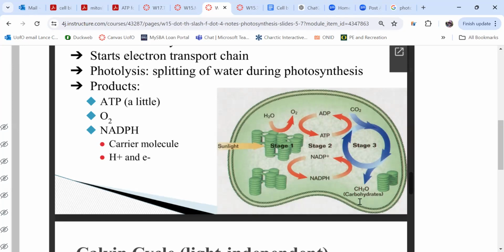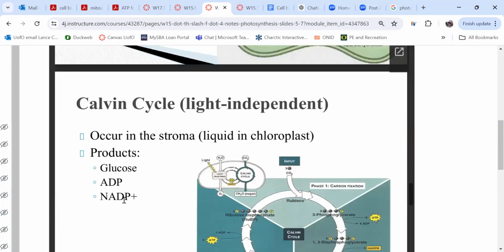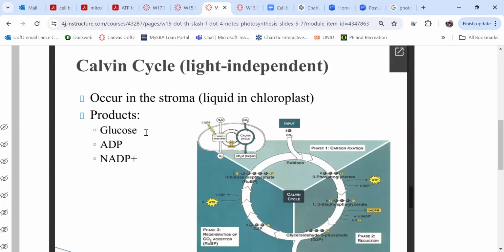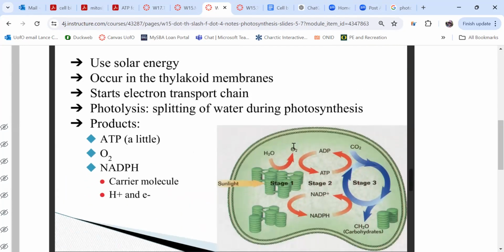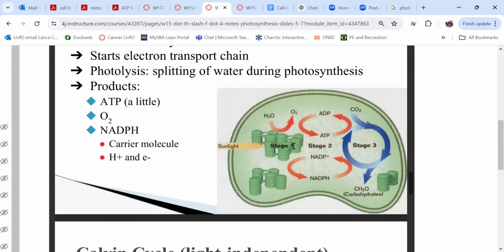Is it glucose? Is it carbohydrate? It is. Okay. So this stage 3 in this graph right here is the Calvin cycle, whereas this stage 1 is going to be the light-dependent reaction, right? Because the light-dependent reaction doesn't produce the glucose, right? You need the Calvin cycle for that.